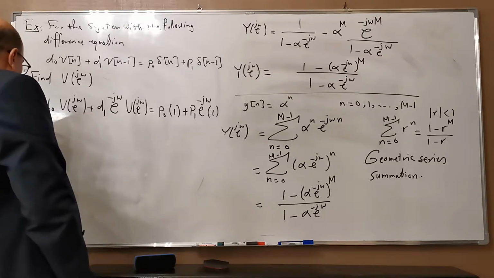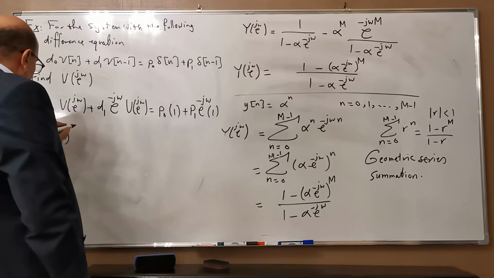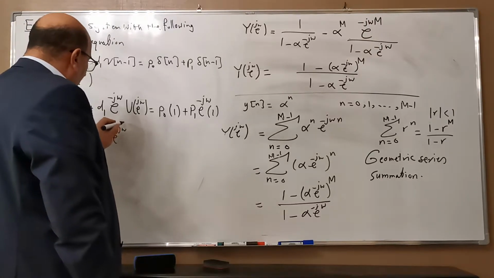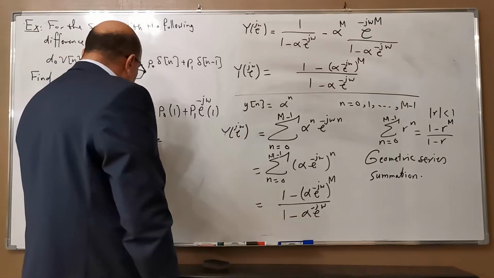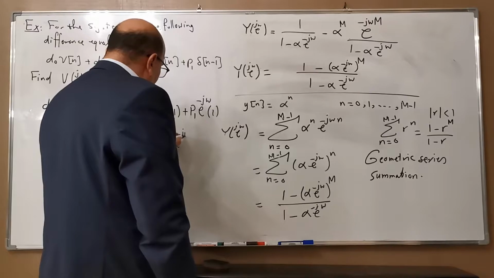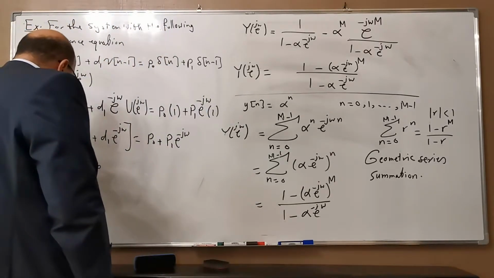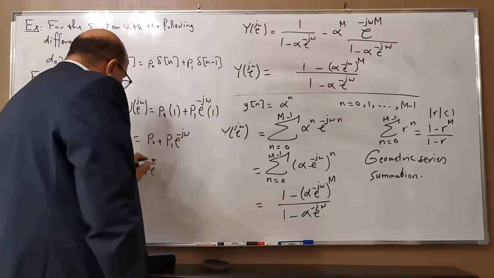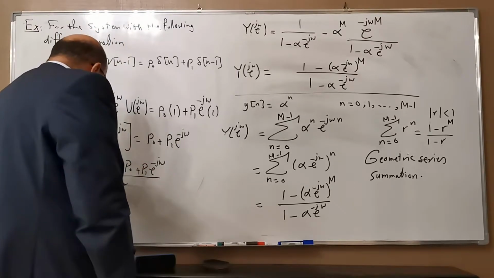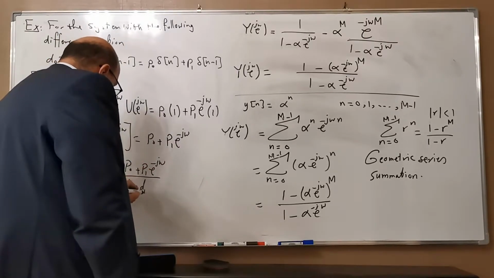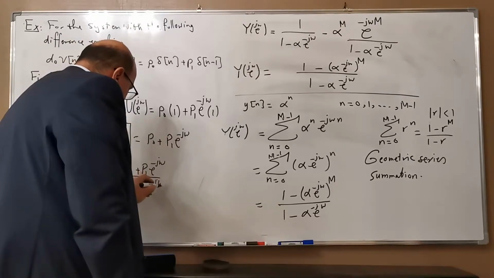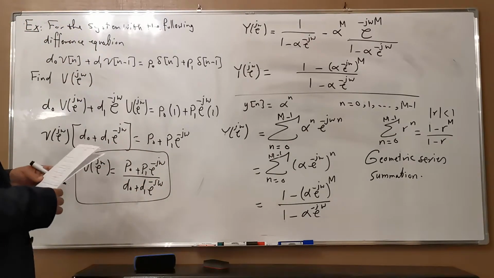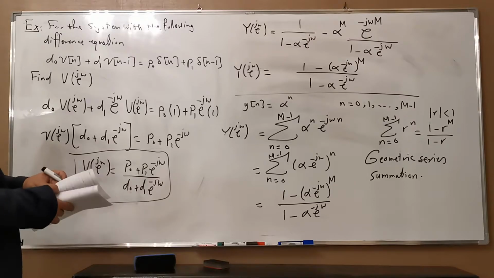We take v of e j omega common, so you have d0 plus d1 e to the minus j omega equals p0 plus p1 e to the minus j omega. So v of e j omega equals p0 plus p1 e to the minus j omega, divided by d0 plus d1 e to the minus j omega. So this is our Fourier transform v of e j omega. Okay.